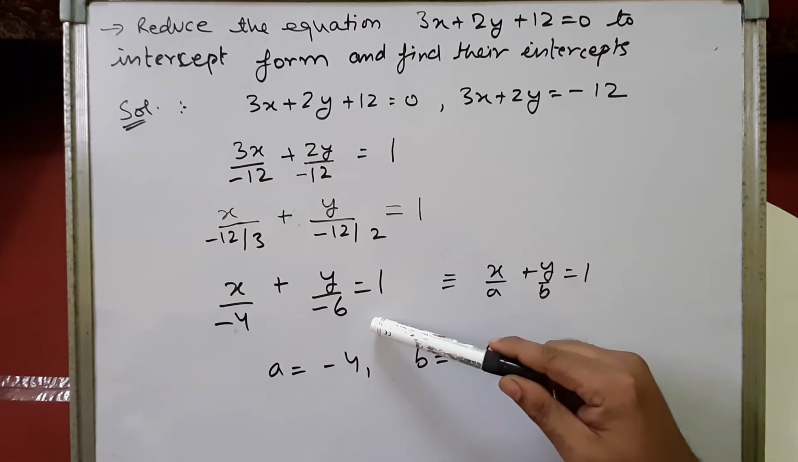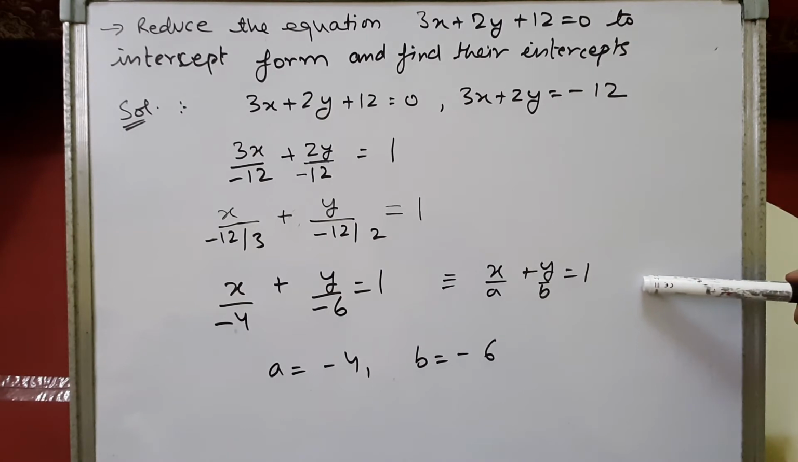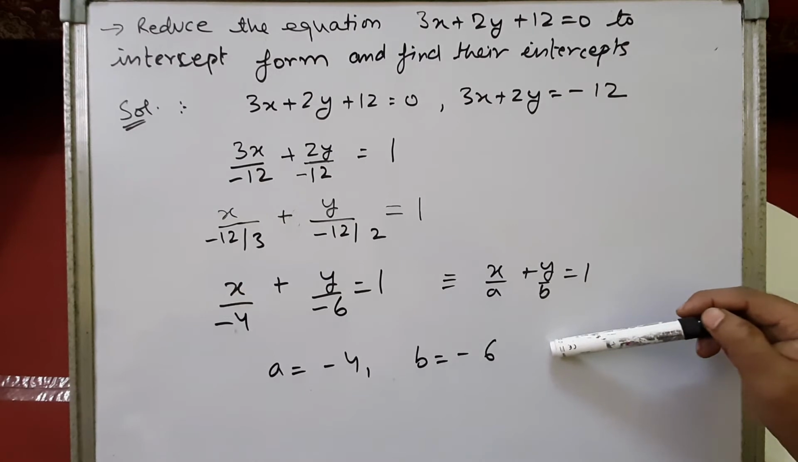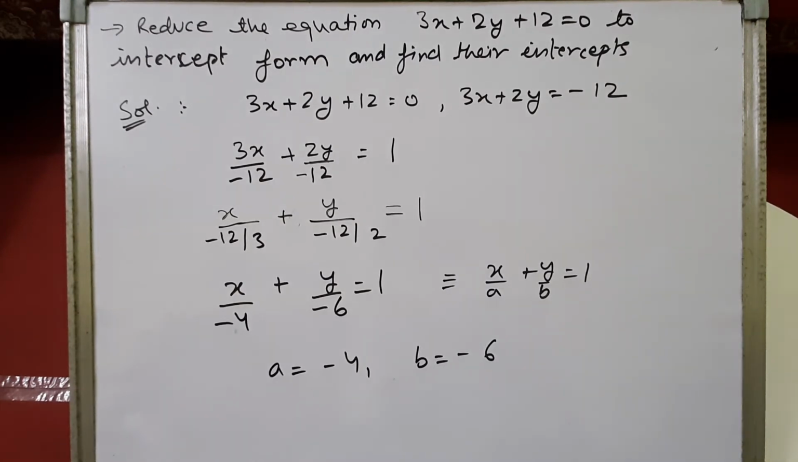So the equation in intercept form will be x upon minus 4 plus y upon minus 6 equals 1. When we compare this equation to the general equation of intercept form, x upon a plus y upon b equals 1, we get the value of a as minus 4 and b as minus 6. So these are the intercepts on the x-axis and y-axis. Please note down.